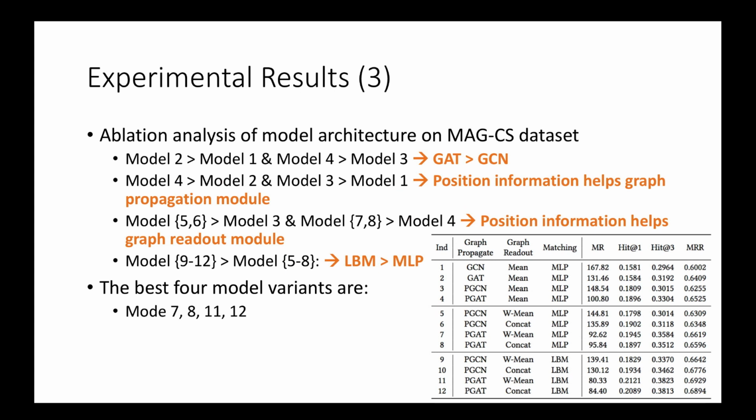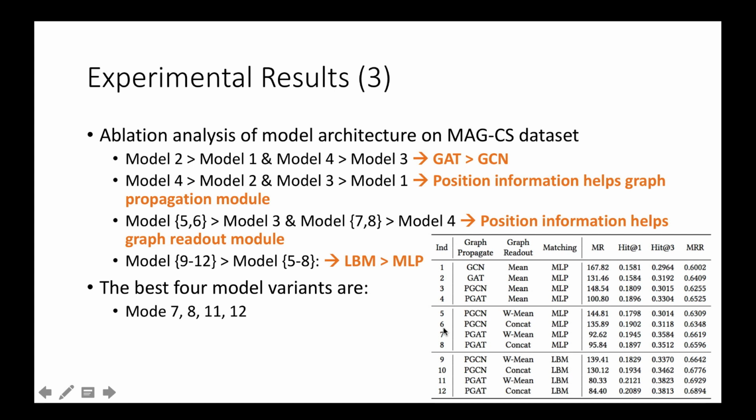Third, we do an ablation analysis of model architecture on the MAG-CS dataset. In the table below, the first column is the model index. If you compare model 2 with model 1, and model 4 with model 3, you can see that in general, the graph attention network for the graph propagation seems to perform better than using the GCN. And if you compare model 4 with model 2, and model 3 with model 1, you can see that the position information can help the graph propagation module a lot.